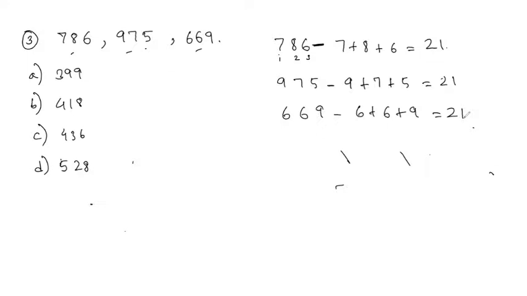Understood the rule? Yes, ma'am. So this is the set. For any number in this set, what is the rule? If you add the digits, you should get 21. So now in the options you should check which number belongs to the set.